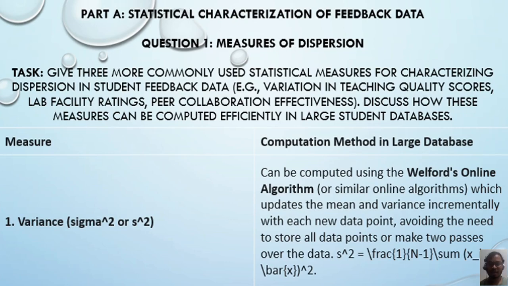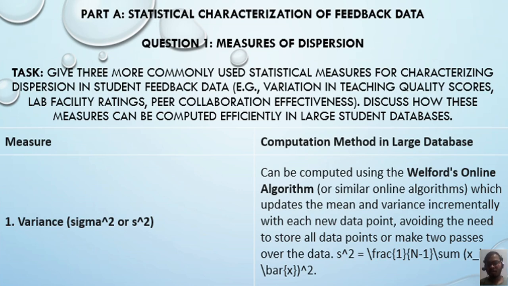Part A, satisfaction characteristics of feedback data. Question number 1, measures of dispersion. Task: give 3 more commonly used statistical measures for characterizing dispersion in the student feedback data. Example: variation in teaching quality score, lab faculty rating, peer collaboration effectiveness. Discuss how these measures can be computed efficiently in a large student database.